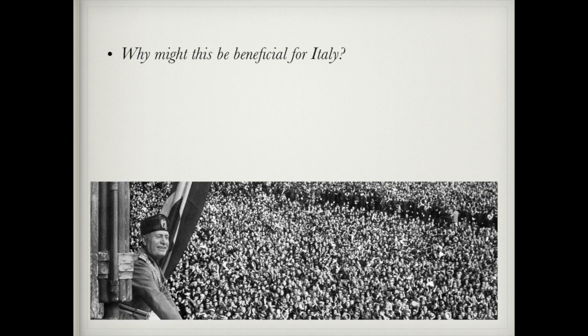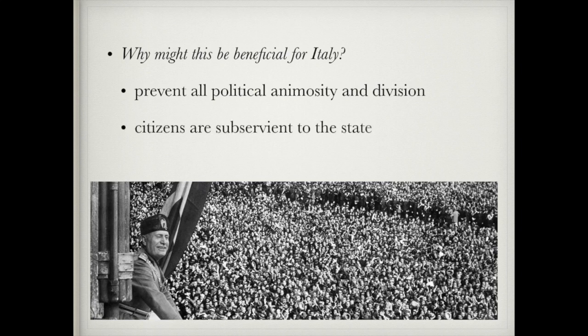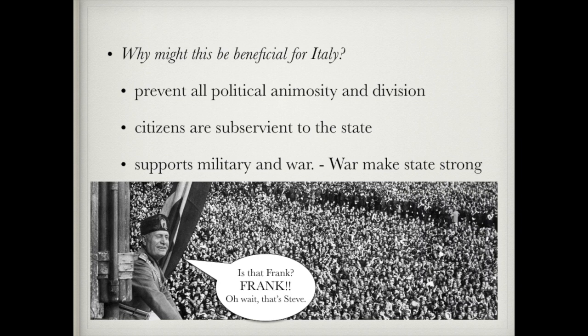So why might fascism benefit Italy? Well, we know that fascism likes a one-party state, and having that one-party state would prevent all that political animosity and division that had plagued Italy for the last few decades. Under fascist control, the citizens are subservient to the state. The idea is that the state now is more important than the citizen. Fascism supports military and war, the belief that war can make the state strong.